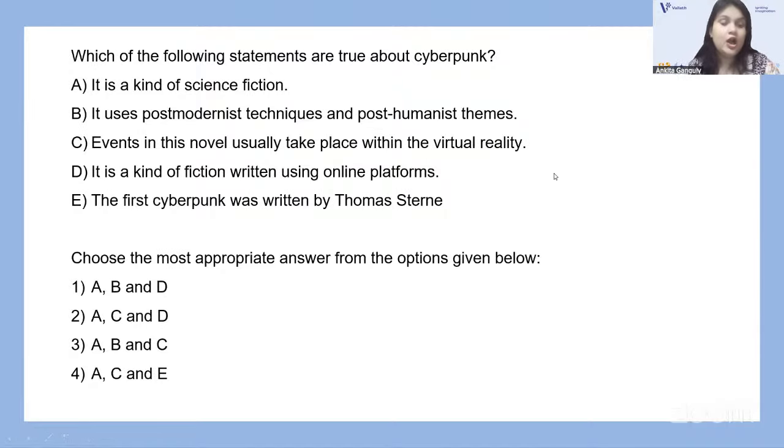Next. Which of the following statements are true about cyberpunk? It is a kind of science fiction. It uses postmodernist techniques and post-humanist themes. Events in this novel usually take place within the virtual reality. It is a kind of fiction written using online platforms. The first cyberpunk fiction was written by Thomas Stern. Choose the most appropriate answer from the options given below. A, B, D, A, C, D, A, B, C, A, C, E.